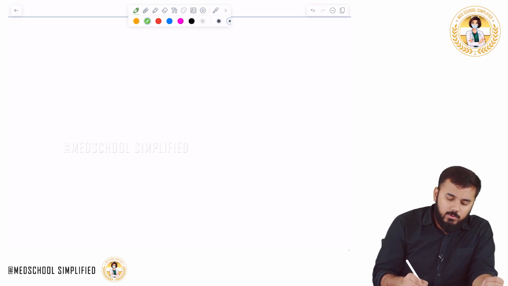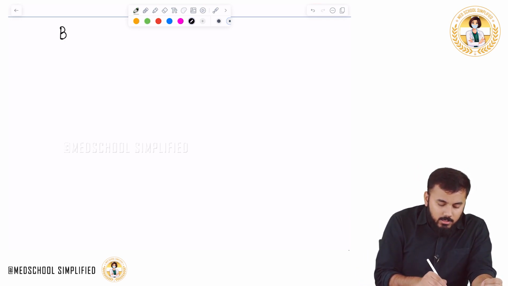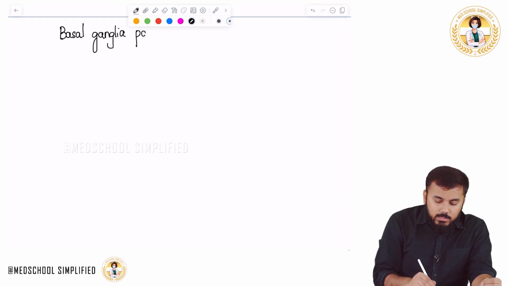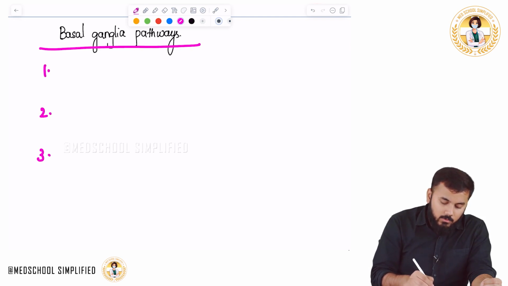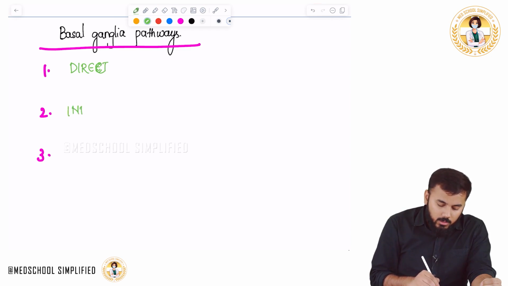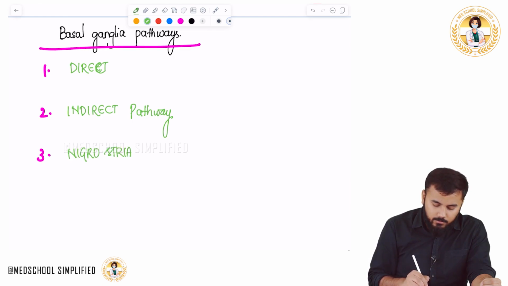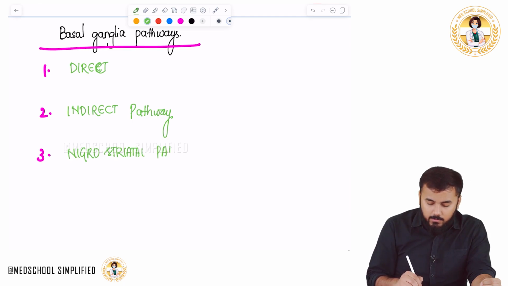So we will discuss the basal ganglia pathways. What are the three pathways we have here? Once again, one is the direct pathway. Next we have the indirect pathway. The third one is the nigrostriatal pathway.